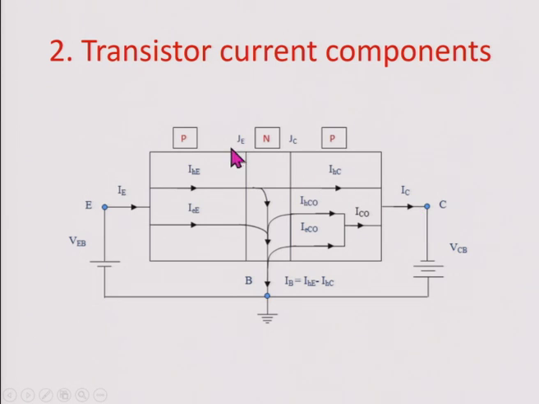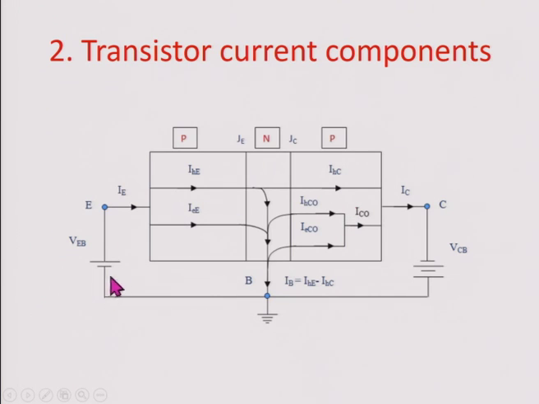Next, we have two junctions in this diagram. The junction JE is called the junction across the emitter. Again, the junction JC means the junction across the collector. Here we have three parts in this diagram. What is the first part? The first part represents P, the next part represents N, and the third part represents P.